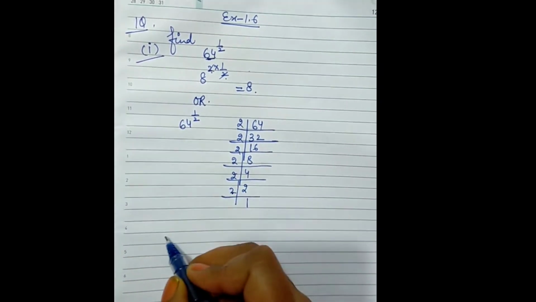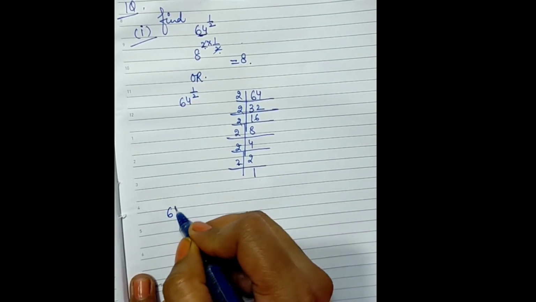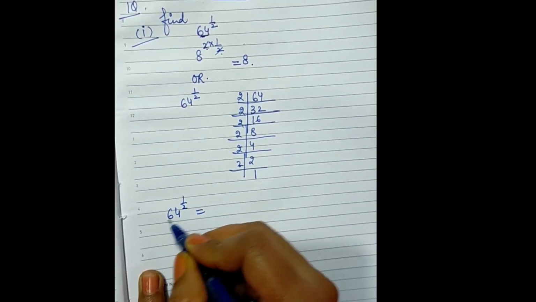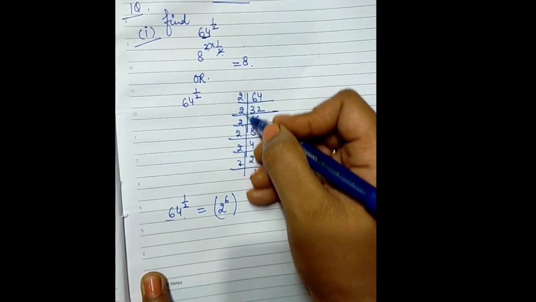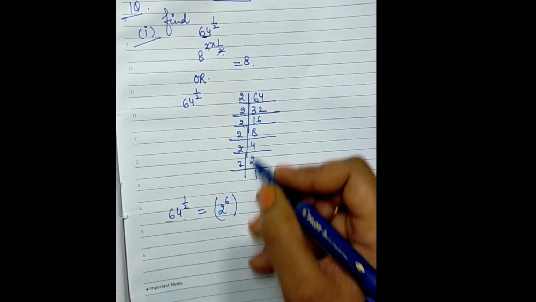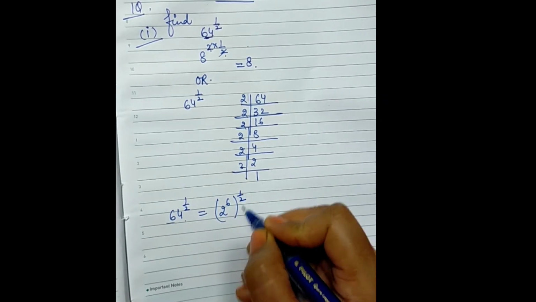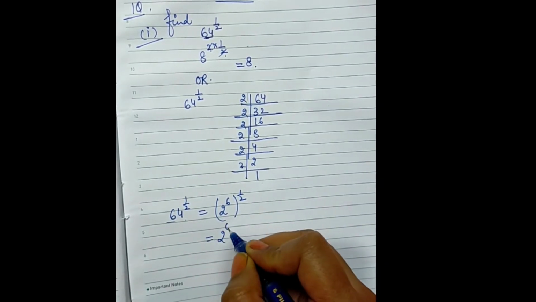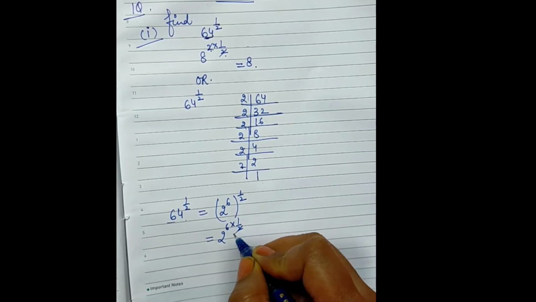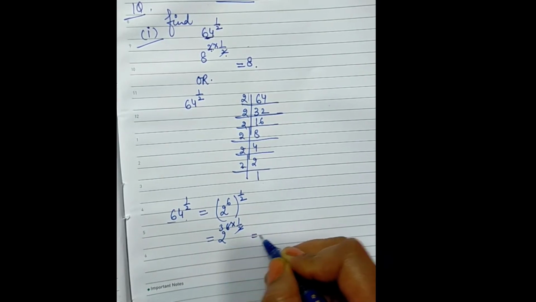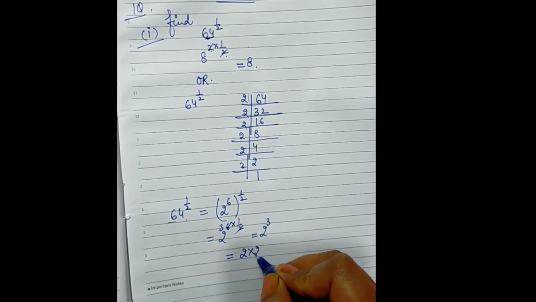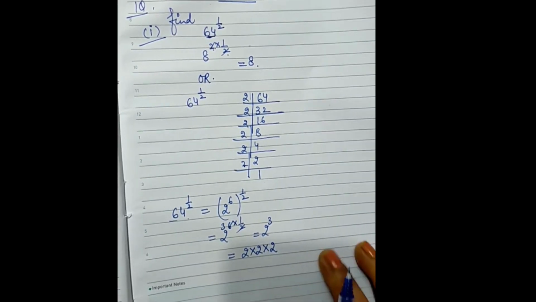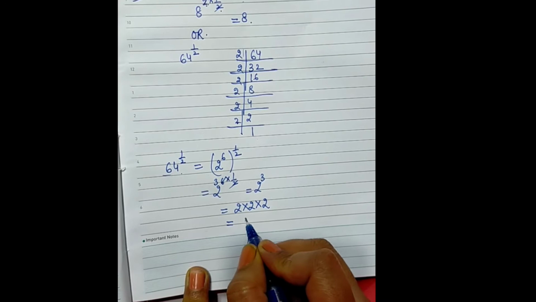2 raised to power 6. So 64 raised to power 1 by 2 can be written with 64 as 2 raised to power 6, as we have solved here, and 1 by 2 as such. So you get 2 raised to power 6 into 1 by 2. What we are left with is 2 raised to power 3. That means 2 multiplied how many times? 3 times. So this gives 8.